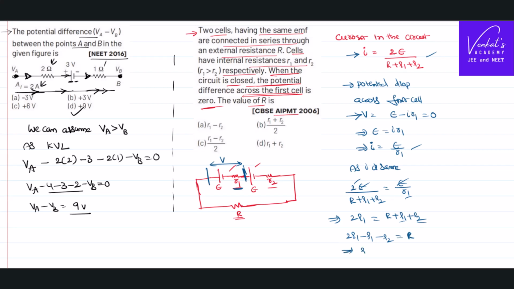2R1 minus R1 is R1. So R1 minus R2 equal to capital R. So the value of capital R is R1 minus R2. That's how we solve this problem. It's a simple problem. Just you need to apply basic concepts itself to solve the problem.